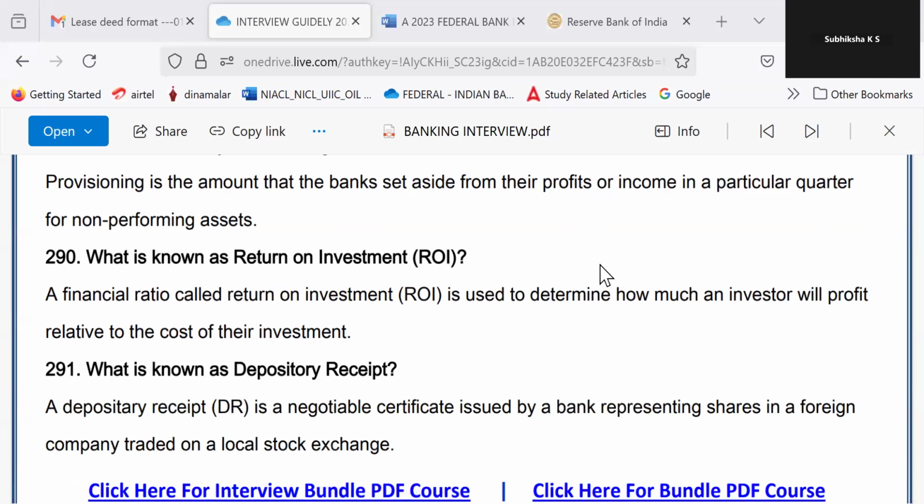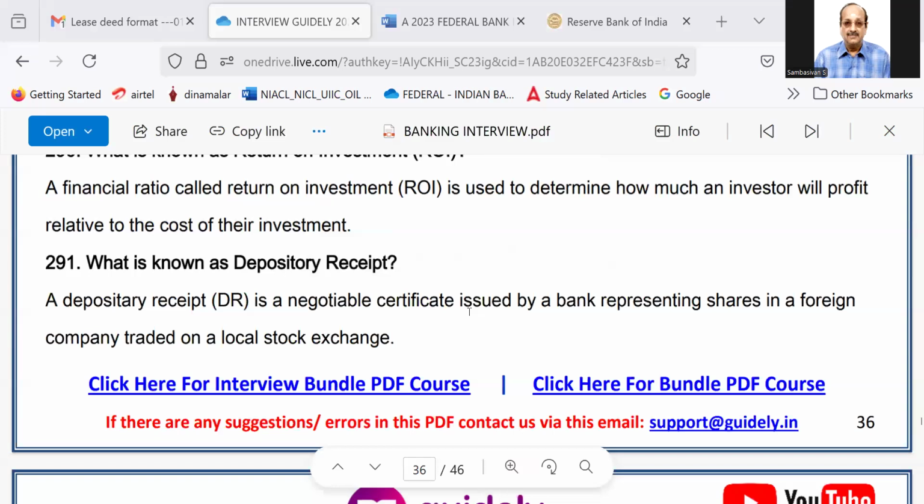290. What is known as return on investment (ROI)? A financial ratio called return on investment (ROI) is used to determine how much an investor will profit relative to the cost of their investment. Good. Next is Abhay. Abhay, please read.